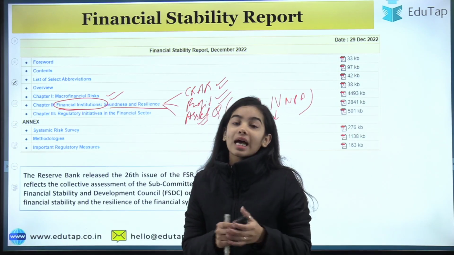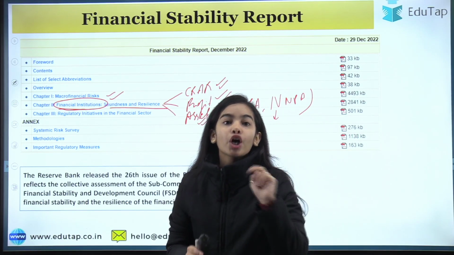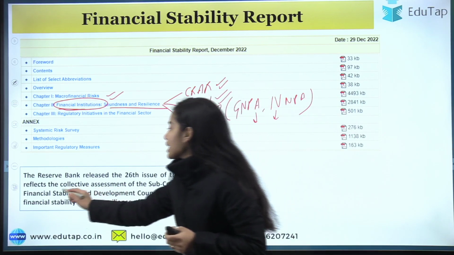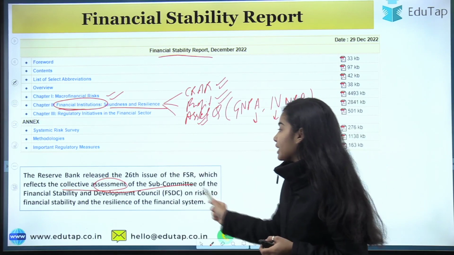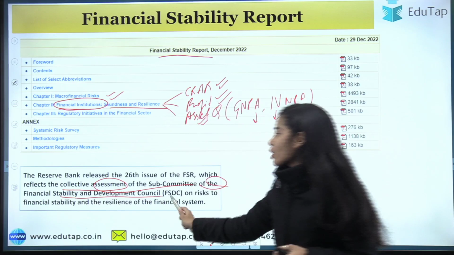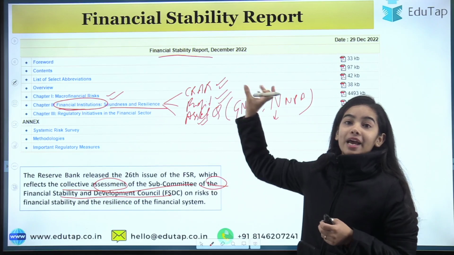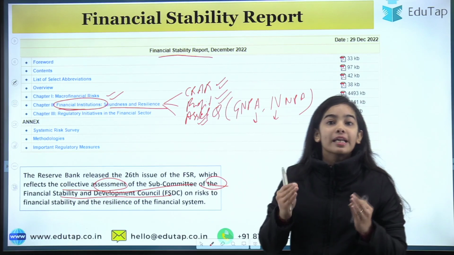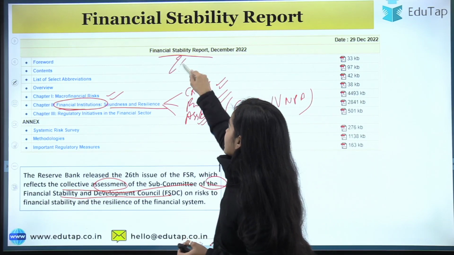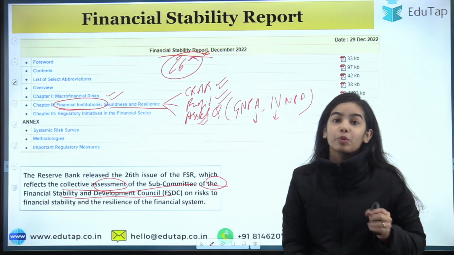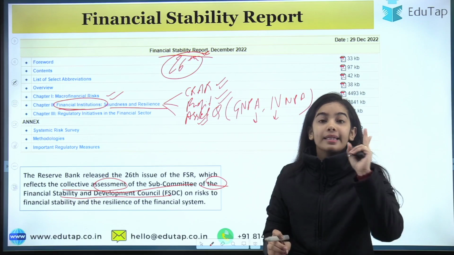And what is FSR? I have told you this is a semi-annual publication, that is, in a year it is released twice. The Financial Stability Report is the collective assessment of the subcommittee of the Financial Stability and Development Council, which is chaired by the Governor of the Reserve Bank of India. The FSR shows us the risk to the financial stability and the resilience of the financial system. And this is the 26th issue of the Financial Stability Report. So this is all that you need for a brief understanding. First, what is FSR? Then the chapters.